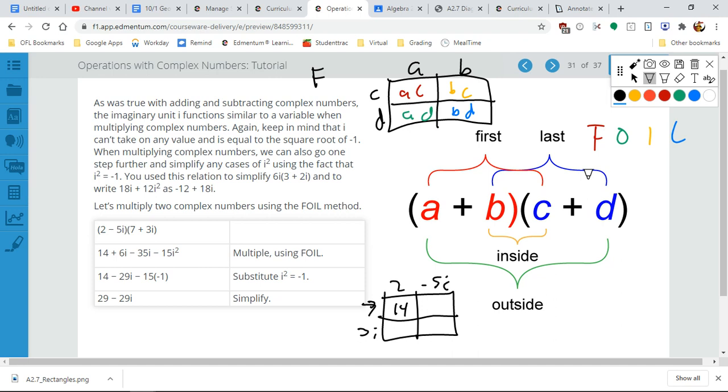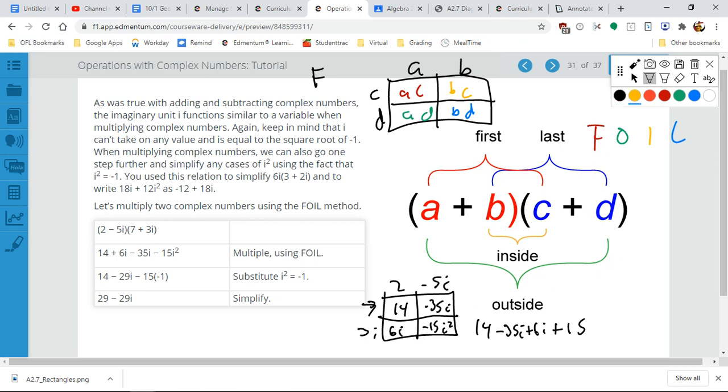7 times 2 is 14. 2 times 3i is 6i. Negative 5i times 7 is negative 35i. Negative 5i times 3i is negative 15i squared. Now this i squared turns it into a positive 15 because i squared is a negative. So we get that positive 15 right there. We get the 14 in the front. We get this negative 35i plus this 6i.